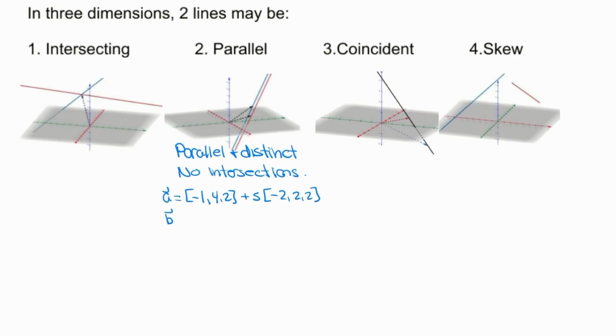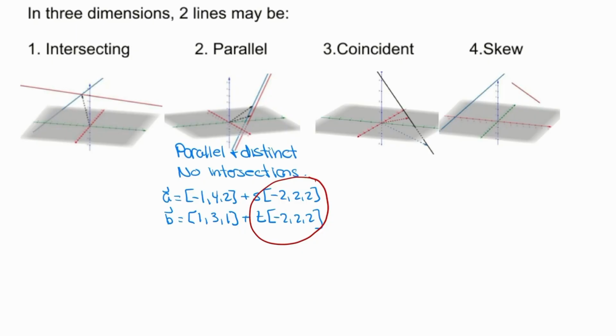And then let's say I have a second line represented by vector B that has a position vector of 1, 3, 1, plus a scalar multiple of our direction vector, negative 2, 2, 2. Now, we can see that they share a direction vector, but they don't have any points in common. And what I'm going to show you how to do today is to take that information when they share a direction vector and determine whether or not they're parallel or coincident.